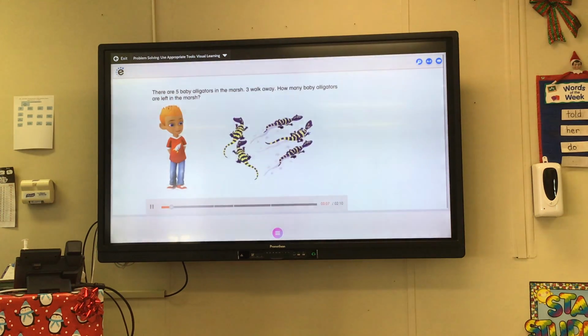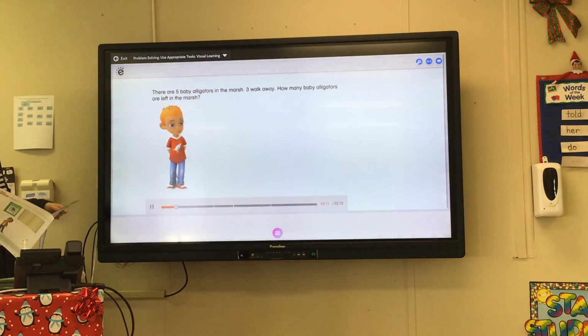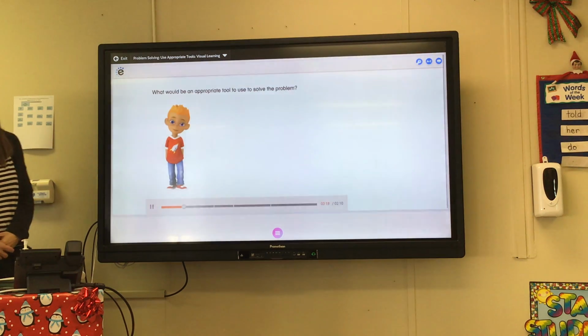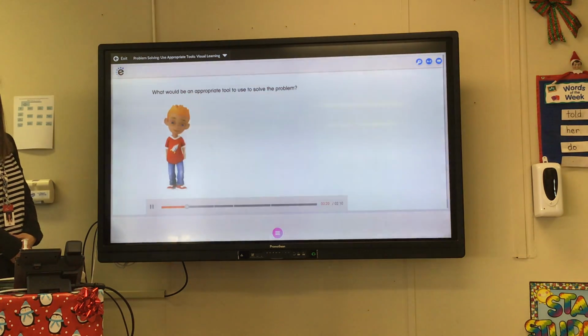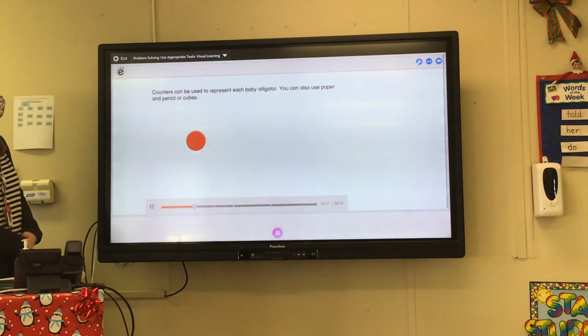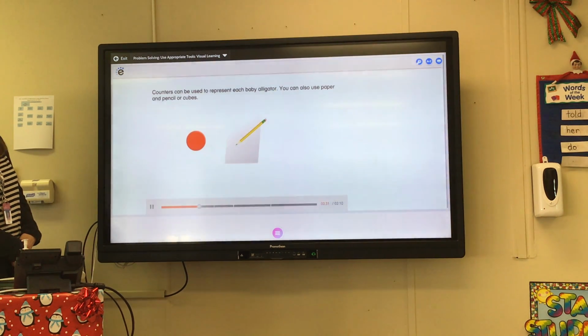There are 5 baby alligators in the marsh. 3 walk away. How many baby alligators are left in the marsh? What would be an appropriate tool to use to solve the problem? Counters can be used to represent each baby alligator. You can also use paper and pencil or cubes.